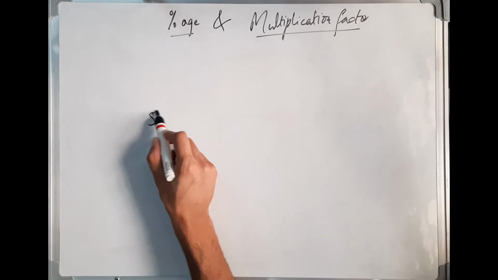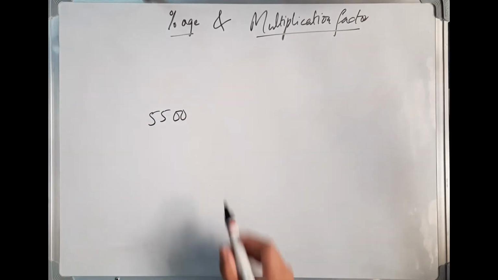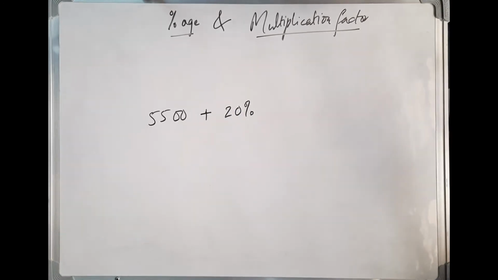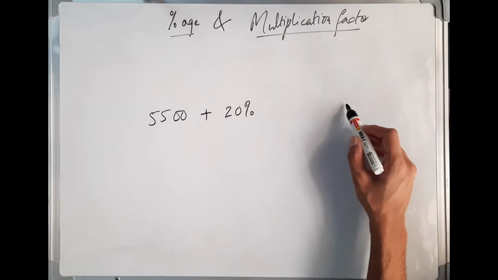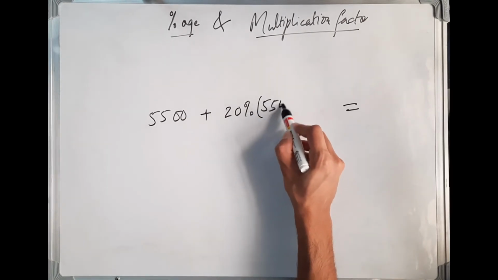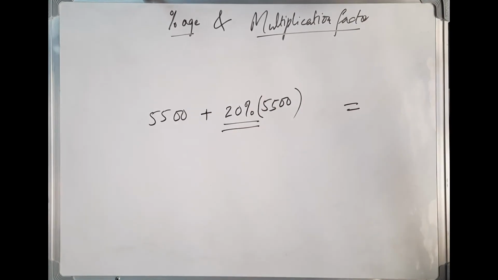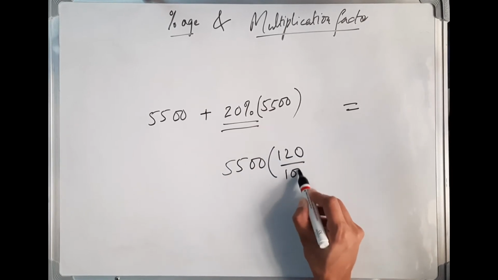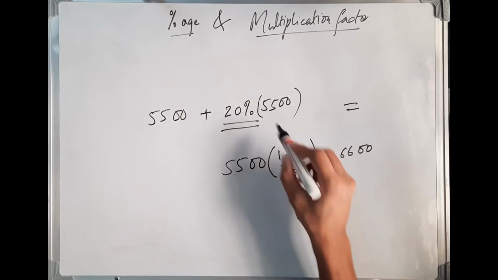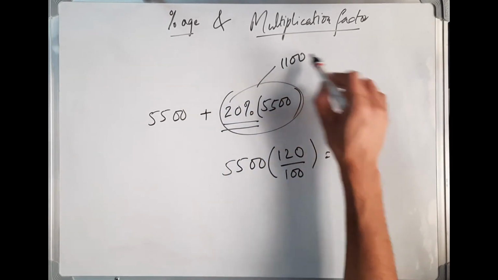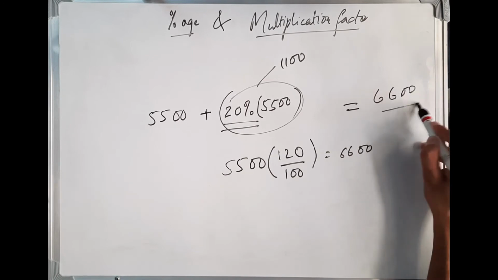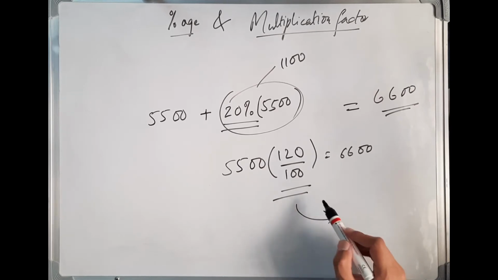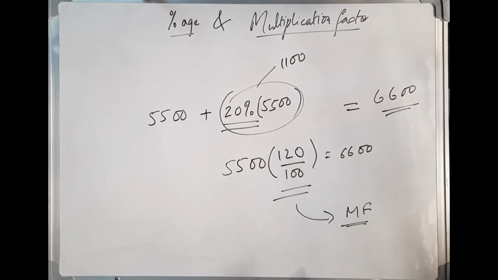If a worker gets 5500 as salary and he gets an increment of 20% in his salary after 1 year, what is his new salary? For this, we'll have to find out the 20% of 5500. By applying the observations I made in the previous question, I'll just try to find out the 120% of 5500. This gives me 6600 directly. Now this was equal to 1100, and adding these I would have got 6600. So this multiplication factor has given me the solution more quickly in just one step.